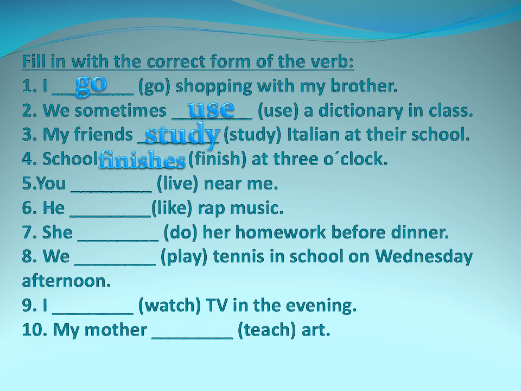Number 5, you live near me. I have the subject you, so I keep the verb as it is. It's going to be live. Number 6, he likes rap music. So he or she or it, as we said before, we have to add s or es or ies. Here we will add s only. So it's going to be likes.